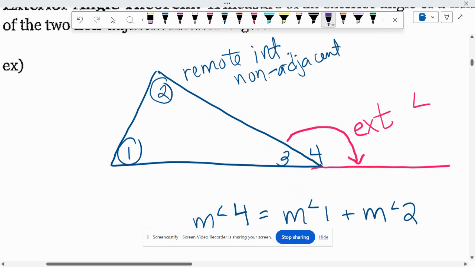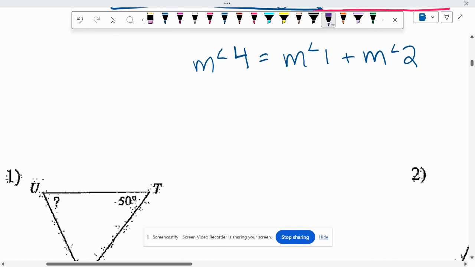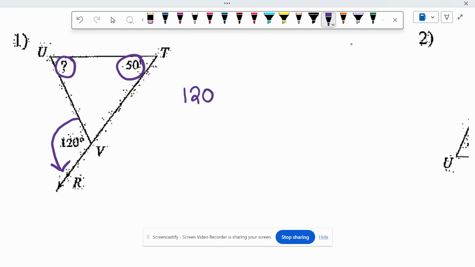So here we go. We already know about the remote interior angles or non-adjacent angles. So we're going to use the exterior angle theorem. So the exterior angle has to equal the sum of the two remote interior angles. I'm just going to use the question mark for the missing angle. We would just subtract 50 from both sides. So the missing angle is 70 degrees.